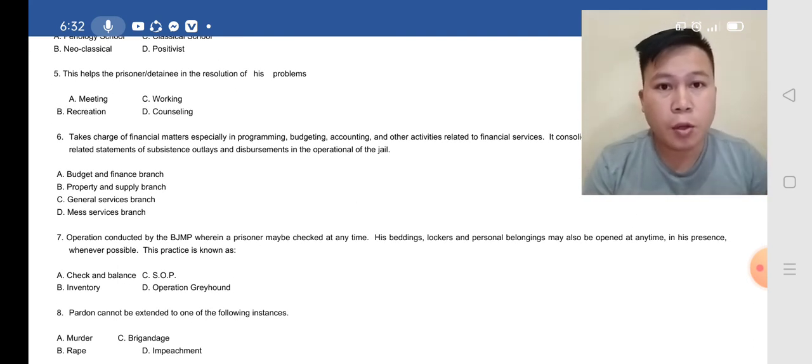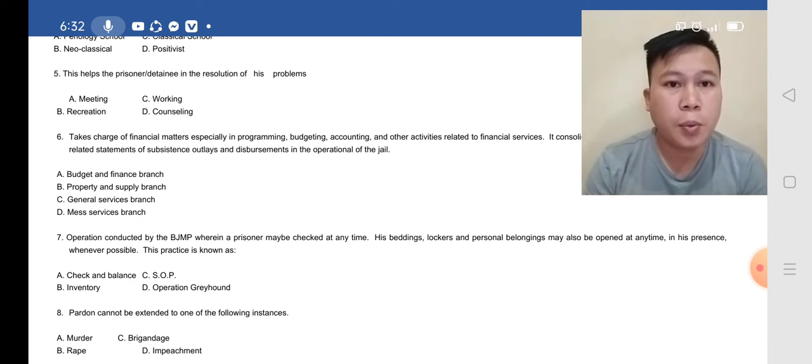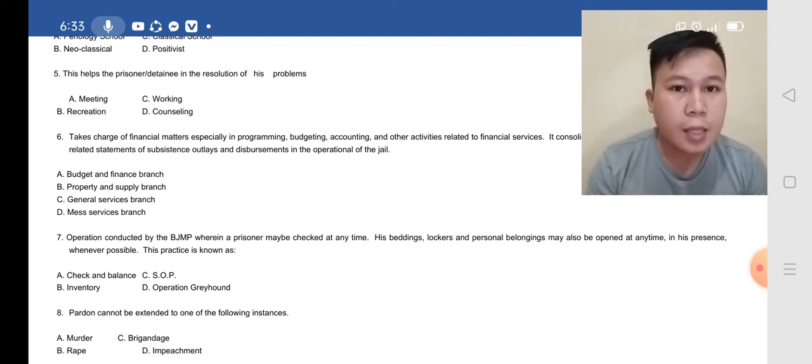So in number 7, operation conducted by the BGMP wherein a prisoner may be checked at any time. His beddings, lockers, and personal belongings may also be opened at any time. In his presence, whenever possible, this practice is known as check and balance, inventory, SOP, operational, or Operation Greyhound.